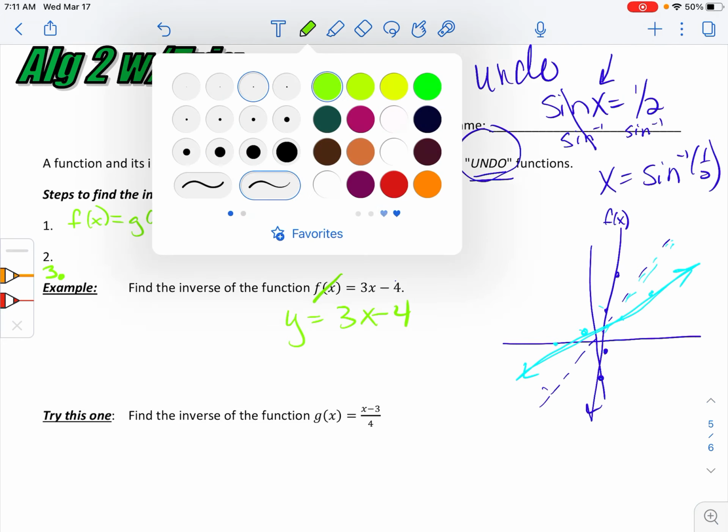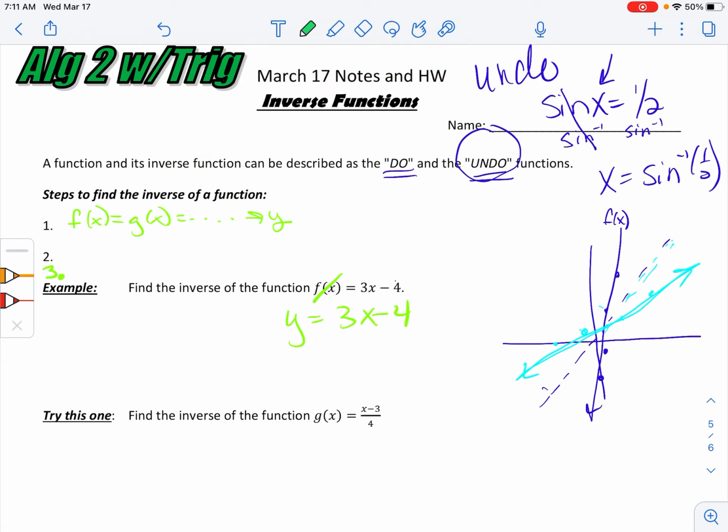My next step, I'm looking for a darker green, some other green here. Okay, kind of tell them apart. Step 2, switch the x and y. Okay, so you're going to switch your x's and y's. So this is x, and now this is 3y minus 4. Okay, when you switch that x and y, that's what gives us this mirror image over here.